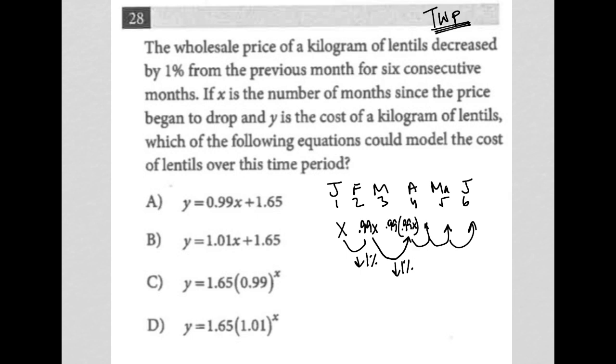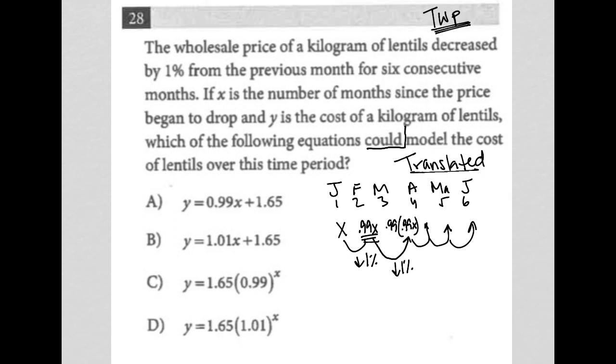So why is this important to me? Well, I just translated this first sentence, and through my translation, I have a good visual on even some values here like 0.99, which may be important. Let's continue reading. If X is the number of months since the price began to drop, and Y is the cost of a kilogram of lentils, which of the following equations could model?